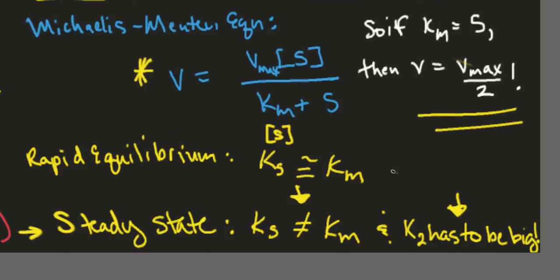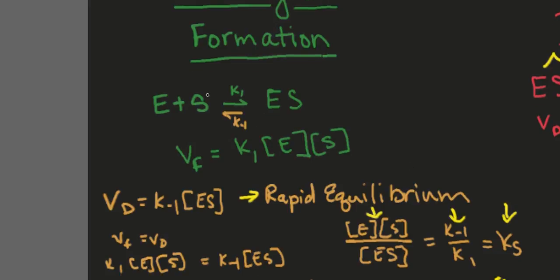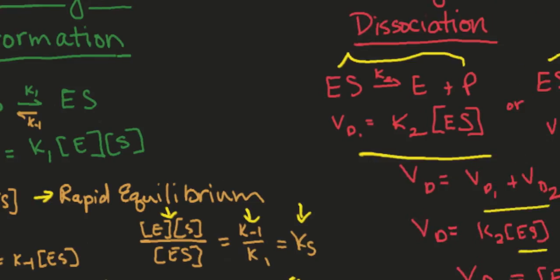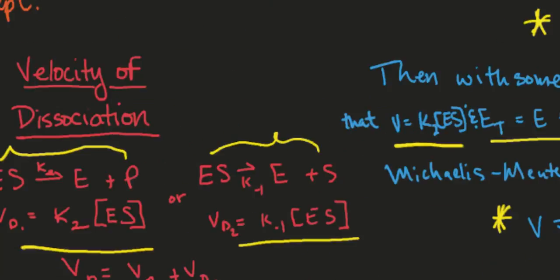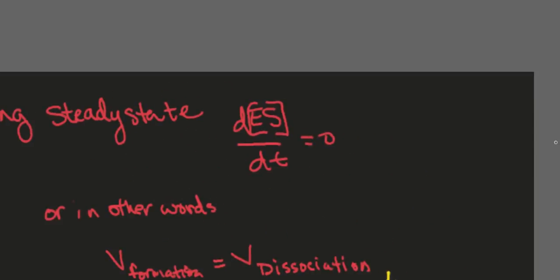So again, definitely know the conditions for rapid equilibrium versus steady state. And basically the main difference is that in rapid equilibrium, they're saying the complex forms but dissociates before it gets to product. And then in steady state, the enzyme substrate concentration does not equal 0.